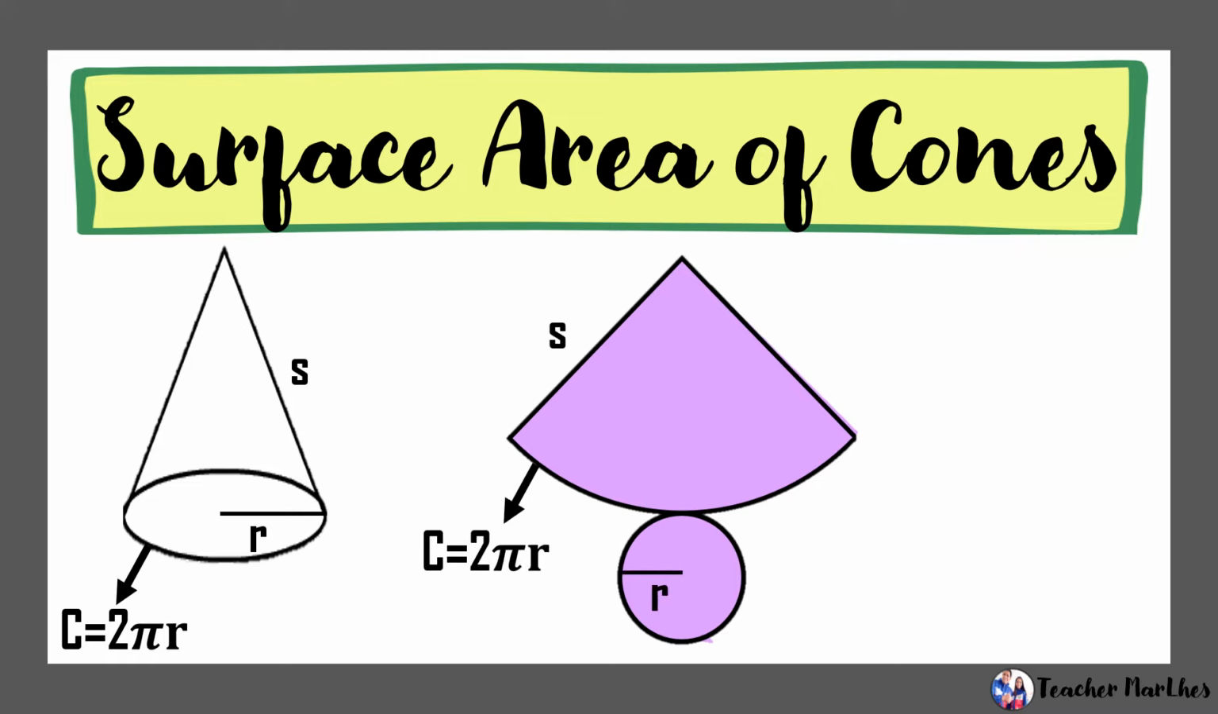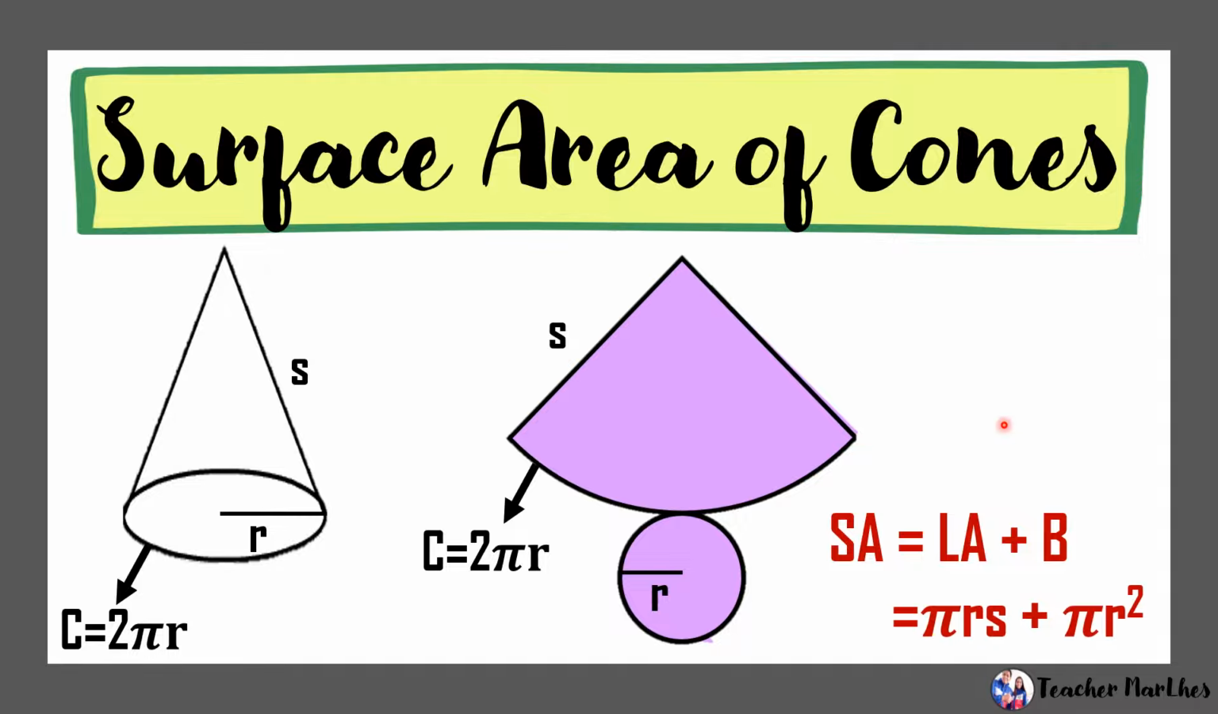For the formula, we have lateral area plus base. Isa lang yung base kasi isa lang ang base ng cone. So, the formula of lateral area is pi times radius times slant height. Pi, radius squared kasi circle ang base. So, for the surface area of a cone, we have pi times radius times slant height plus pi times radius squared.